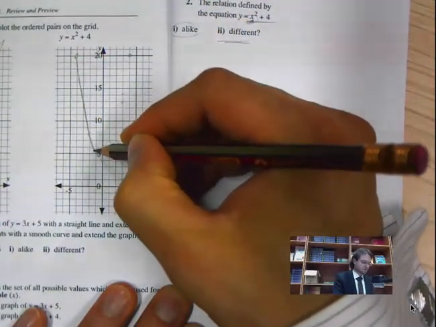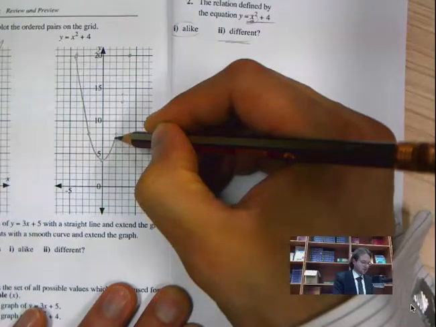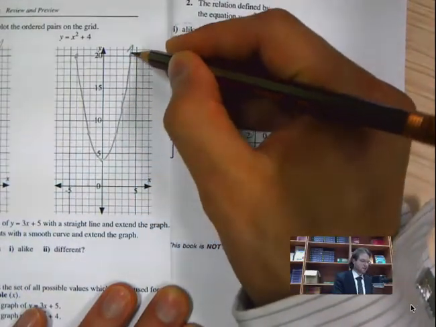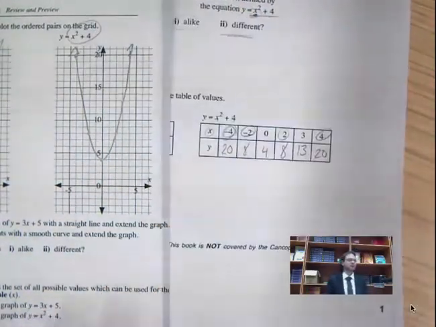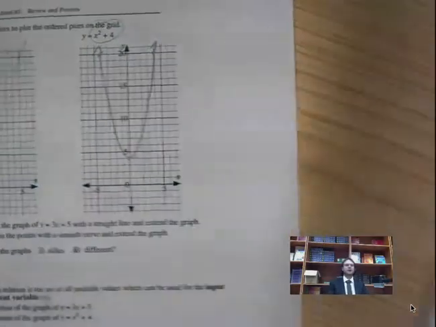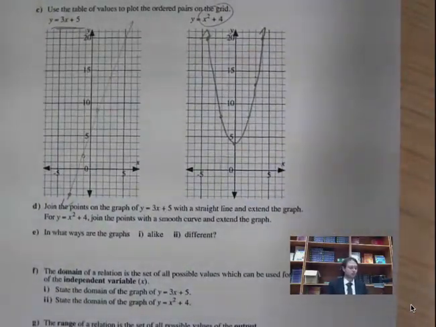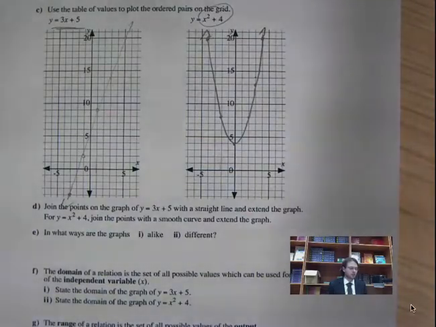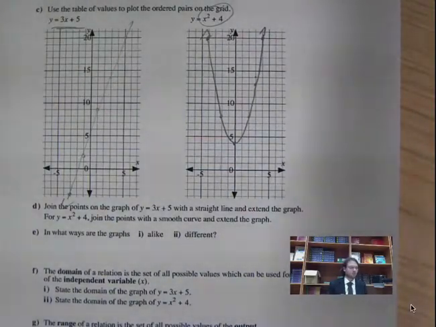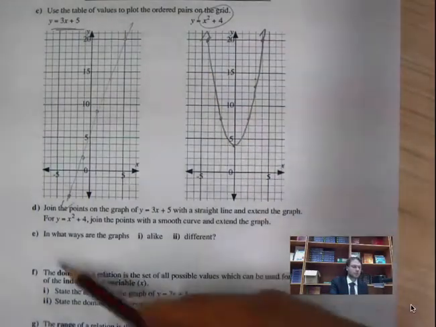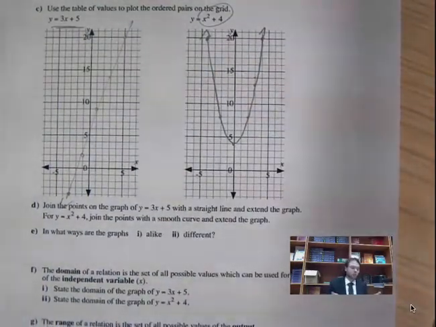the graph is going to look like this. So this here is my quadratic function, and it makes a graph that looks like that. This is called a parabola. So in which ways do the graphs look alike, and which ways are they different? Well, there's not much similar. This one here is a parabola, this one curves, this one's straight. They both do go on forever.